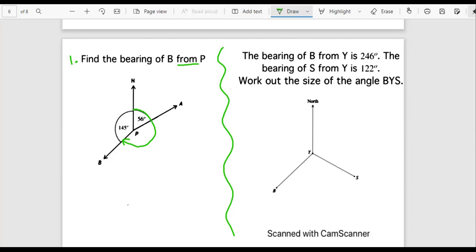Is it 159? No, it's not 159. Okay, so basically we have 56 degrees. We need to find this angle. You can do 145 plus 56, and then you can do 360 minus the answer, that is 159. Your answer would be 159 plus 56 degrees. Okay, so it is 215 degrees.